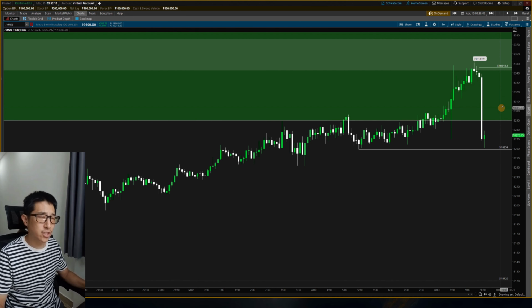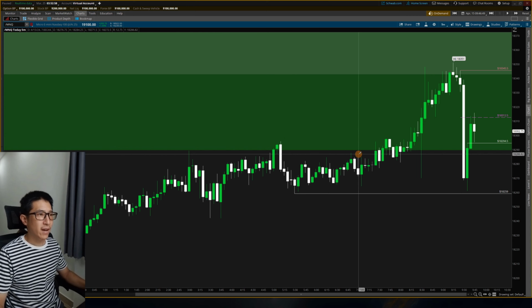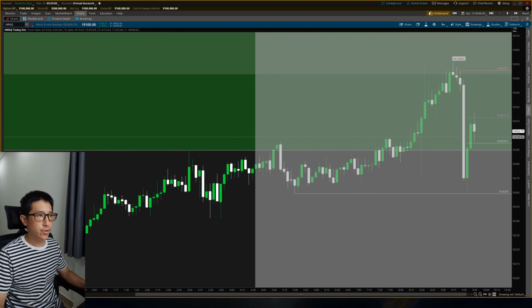Okay, so 9:45. I like how we did not take out this low just yet. We created relative equal lows and we're coming back into this inefficiency. Now, this range was pretty big. You could take an entry here at the low, but since this is a big range, I don't really like this.